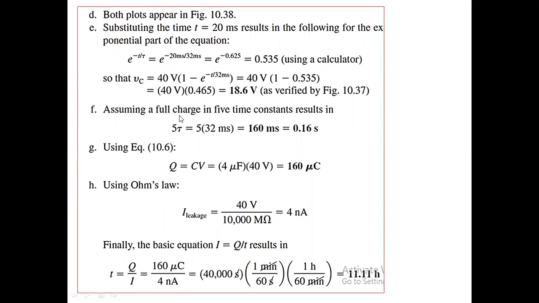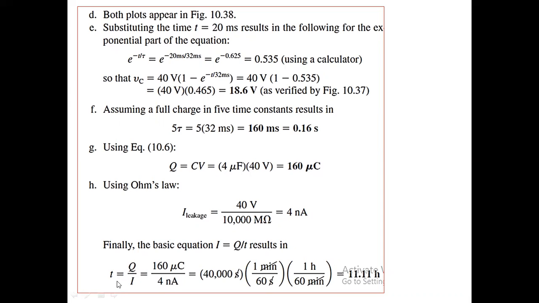Assuming a full charge in 5 tau, the capacitor will be fully charged at 5 tau. So 5 times the tau value of 32 gives 0.16 seconds. Now you have to find the charge, Q equals CV. C is given, that is 4, and after full charge we will get a voltage of 40 volts, which is the same as the source voltage. After multiplying we will get 160 microcoulombs.